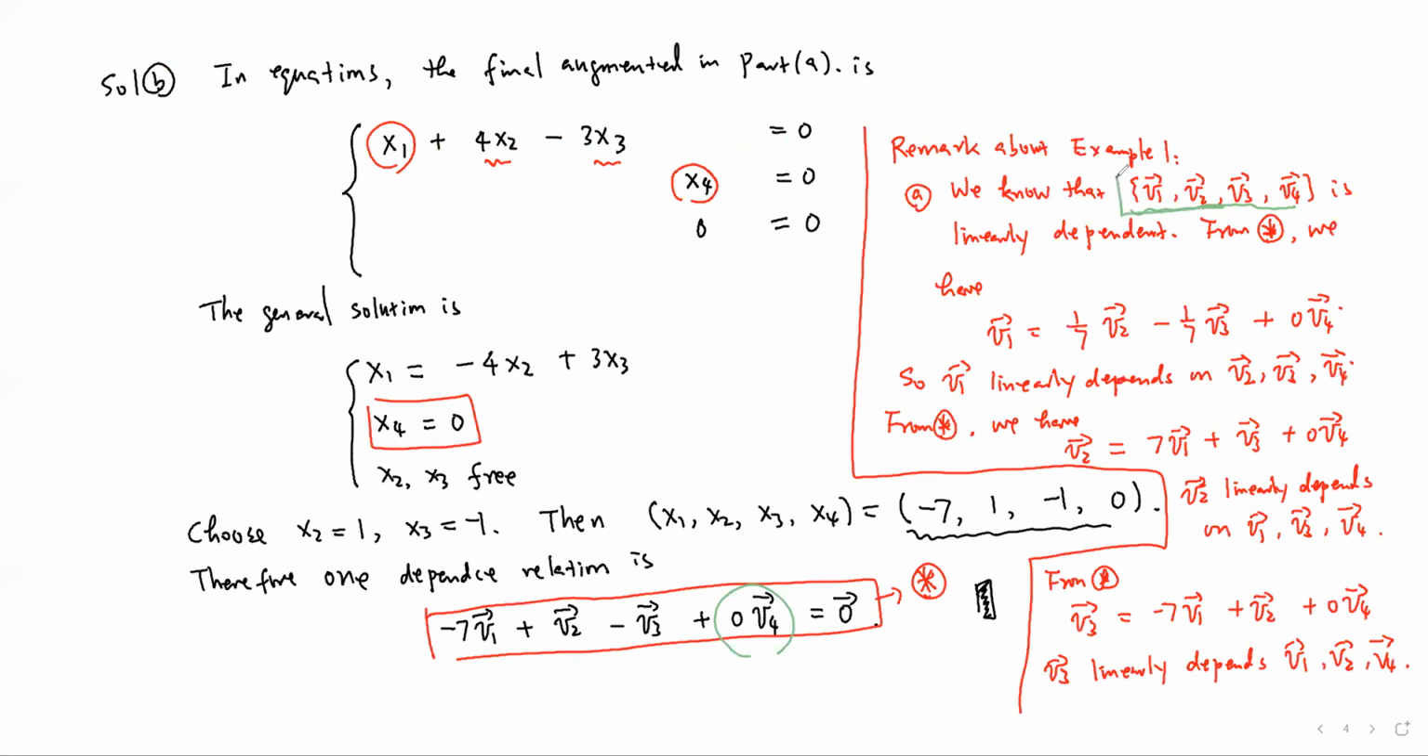So the conclusion is, yes, this set is a linearly dependent set. In detail, we can say that this guy depends on the other 3 vectors. This guy depends on the other 3 vectors. This guy depends on the other 3 vectors. But V4 doesn't depend on the other 3 vectors. Yeah. This is example 1.